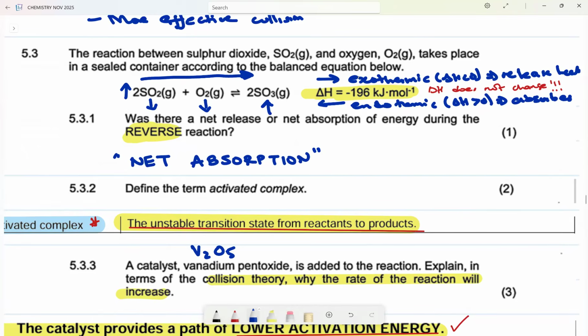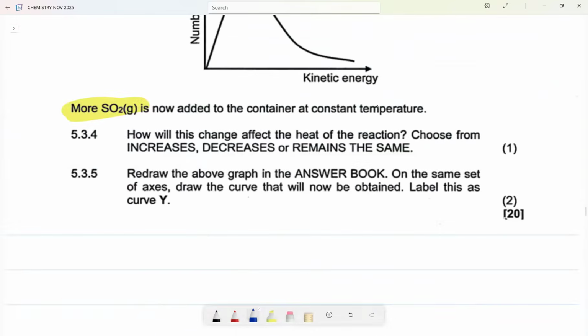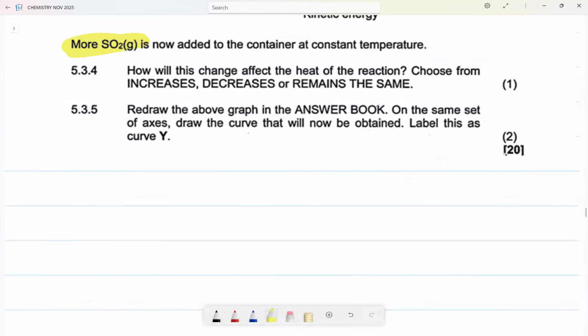And now, since we are favoring the forward reaction, it means the exothermic reaction is favored. And then the temperature of the reaction will increase, SO2 will decrease, O2 will also decrease, and SO3 will increase. But now the question is, how will this affect the heat of the reaction? The heat of the reaction is this, change in H.